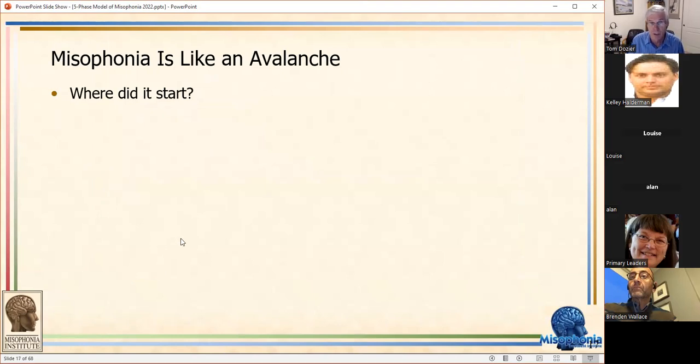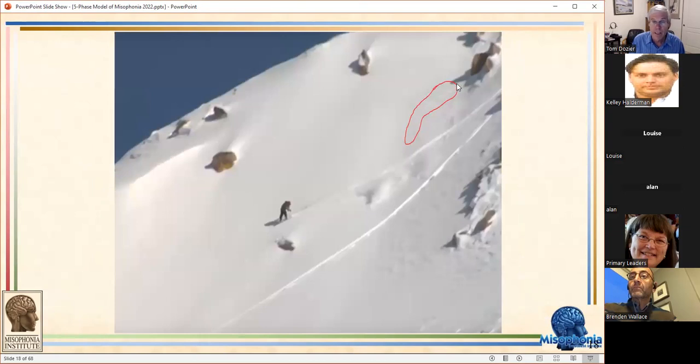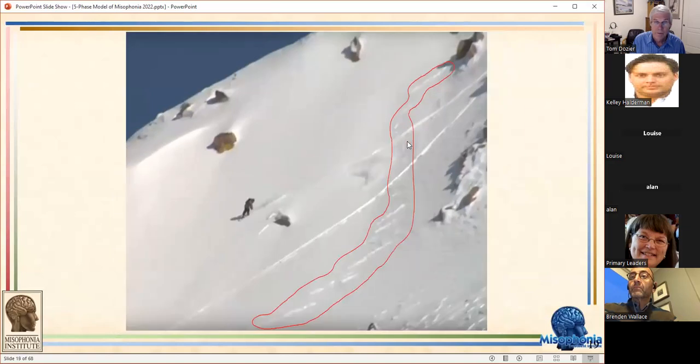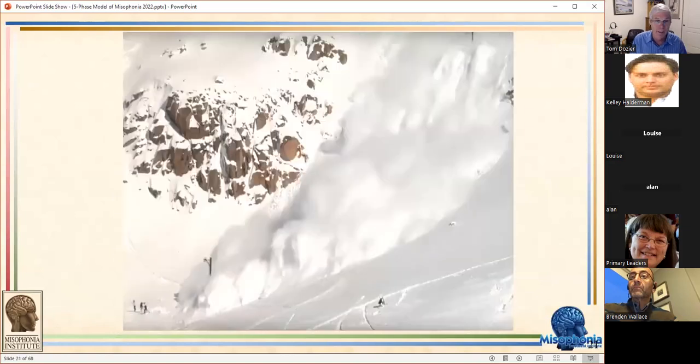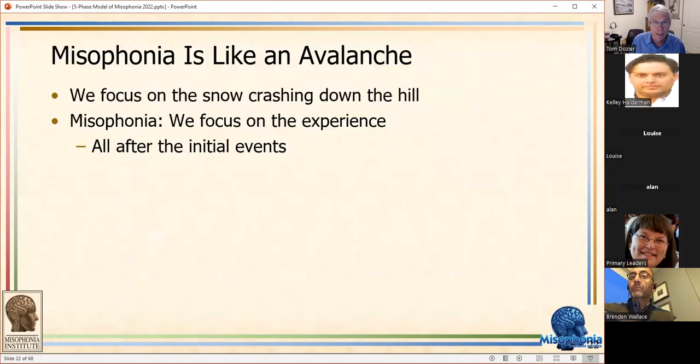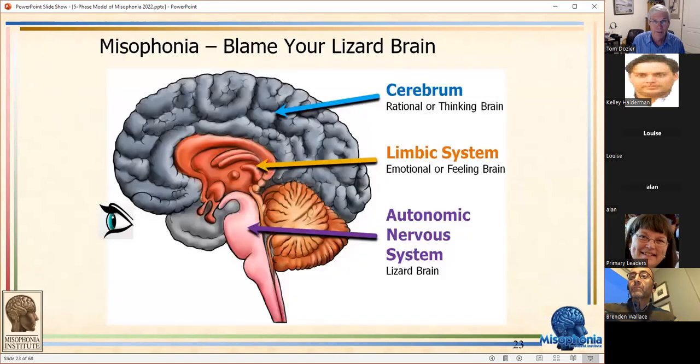So where did that avalanche start, right? It started as a slip, a small slip of the snow, and got bigger. And then we have all the power and everything we think of as an avalanche. That's a lot like misophonia. We don't really know where misophonia triggers start, at least we don't experience it that way. We experience the turmoil of the trigger. Okay, so with misophonia, we focus on all of the things that happen after the initial event.